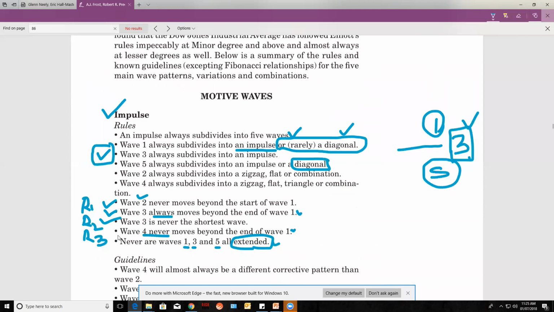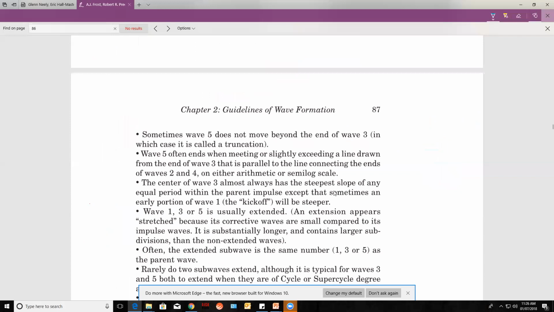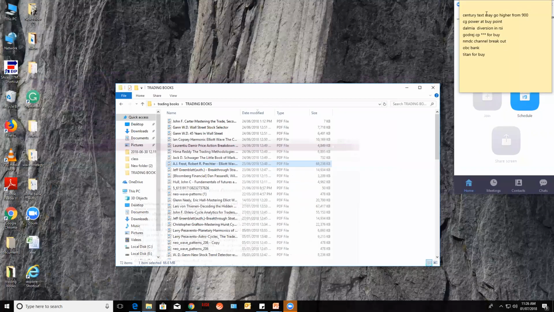The rules are only 3. In the rules, they are telling that wave 1 is always subdivided into an impulse or rarely a diagonal. I explained once, but I'll explain once again. Wave 5 is always subdivided into an impulse or a diagonal. But wave 3 should always be an impulse. So, got it? Now I'll explain once again.